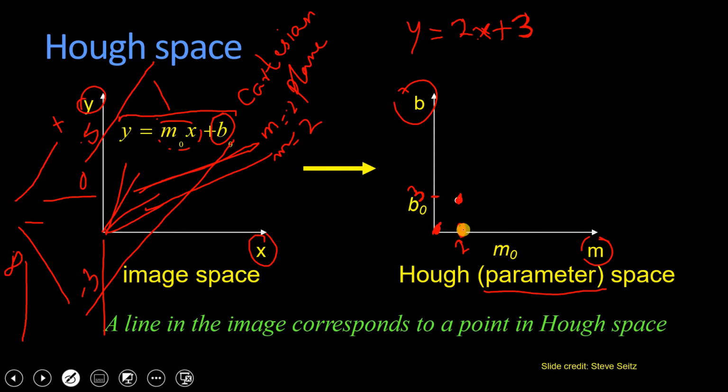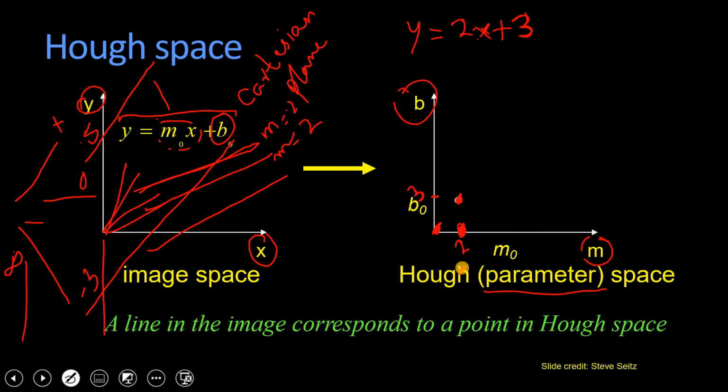So you saw one dot over there, one dot over here, and you can keep on changing and get other such dots. If I have another line like this, maybe its slope will be here.